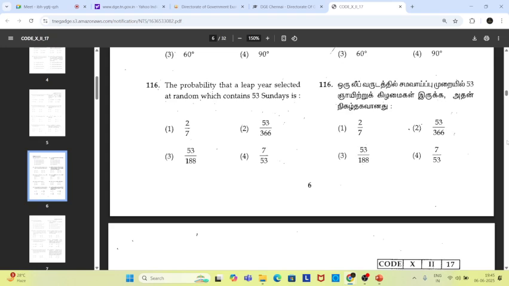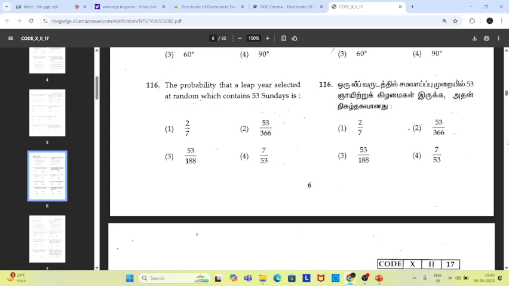How many days are there for a year? For 1 year, how many days are there? 365 is the days for an ordinary year. For leap year, it is 366. Correct. And you get leap year once in how many years? 4 years, once in 4 years.